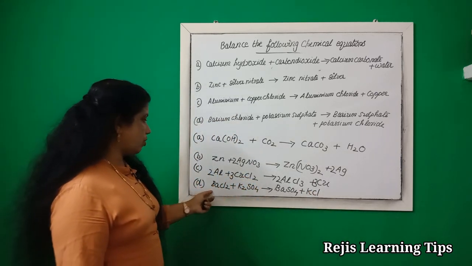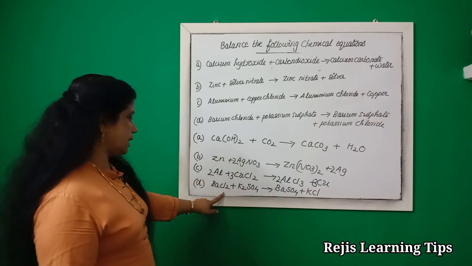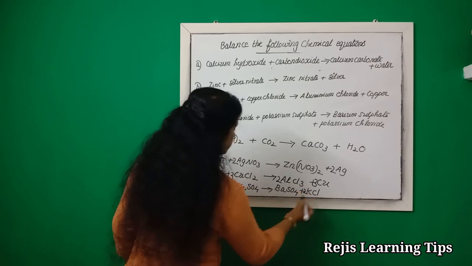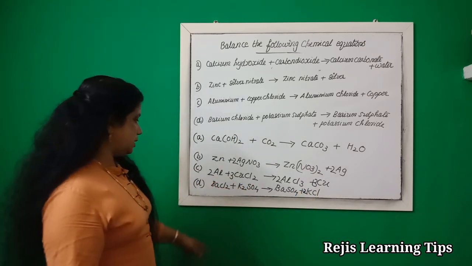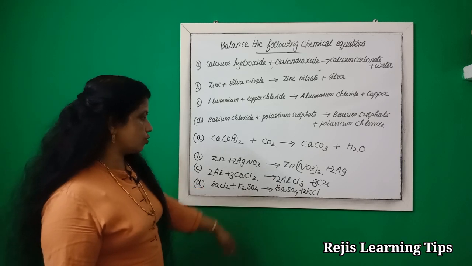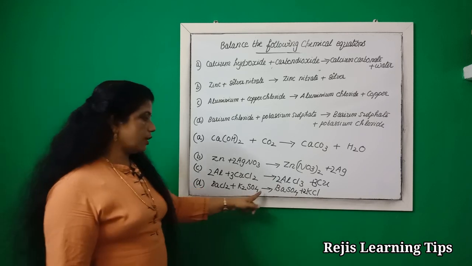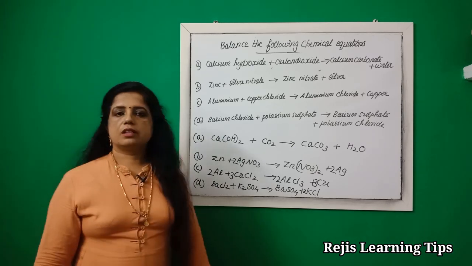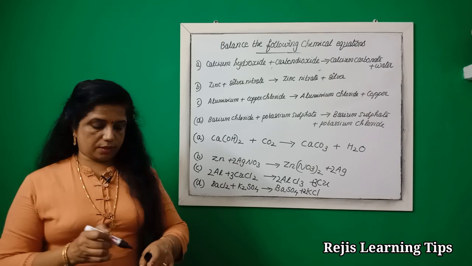Here barium 1, there also 1. Chlorine here 2, there only 1. So we can put here 2. Okay. Then potassium 2 here, sulfur 1 and SO4. Sulfur 1, then O4. So this equation is already balanced. Okay, then we can see next type.